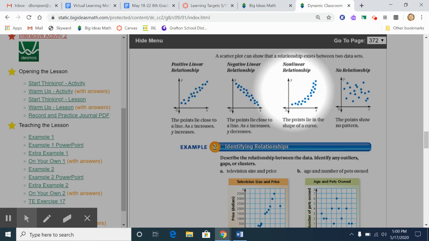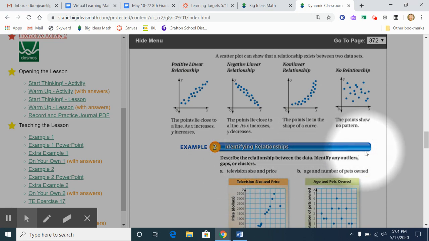It could show maybe a curved relationship or a nonlinear relationship where the points lie in the shape of a curve. And then it could be completely random. Okay, a scatter plot could be completely random where the dots are basically everywhere and it just shows no pattern. Okay, the points show no pattern.